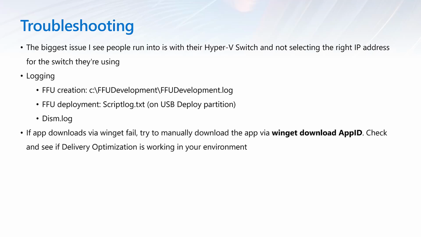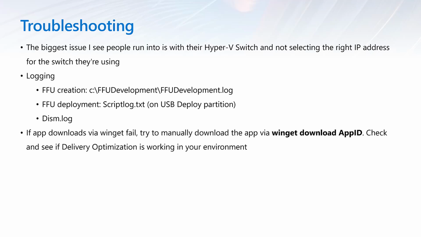If app downloads fail via Winget, you can try to manually download the app via winget download with the app ID. This is typically how I troubleshoot, because sometimes maybe Winget's just down. You could have some network issues. But also, delivery optimization is a big part of Winget. We actually default to using delivery optimization. So check and see if delivery optimization is working in your environment. If DO does not work in your environment, there's something going on with your network, you will run into issues downloading applications through Winget.